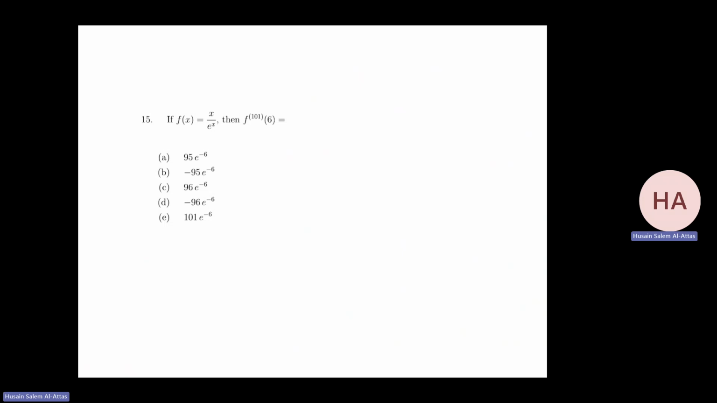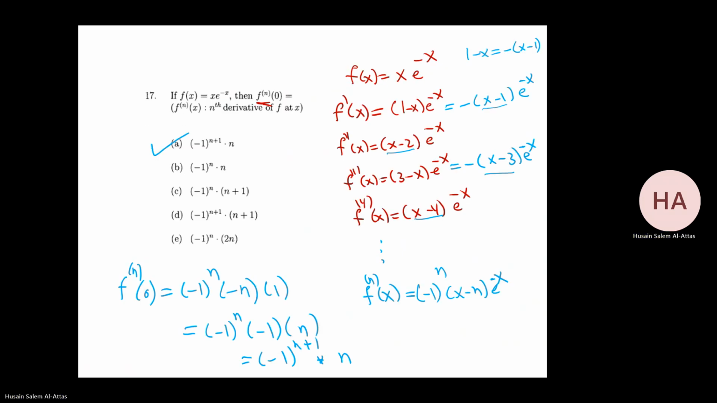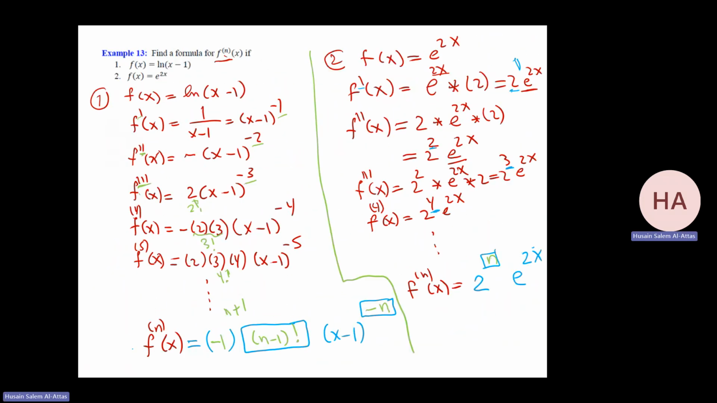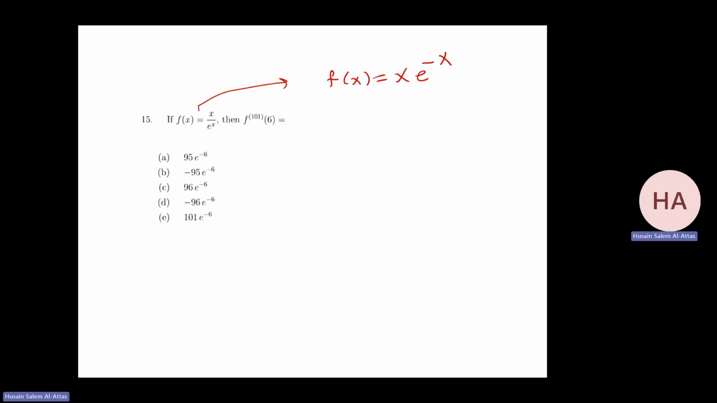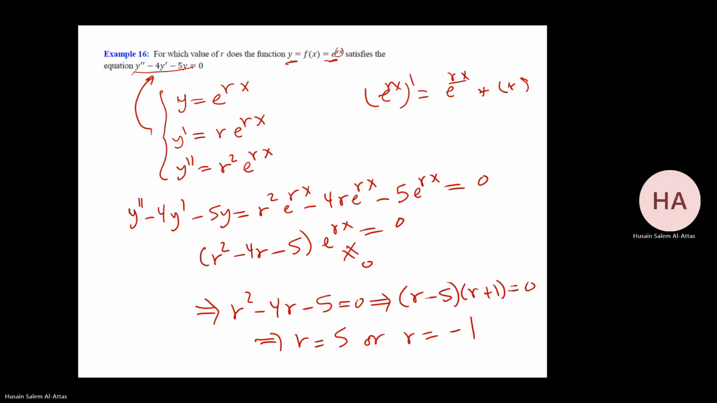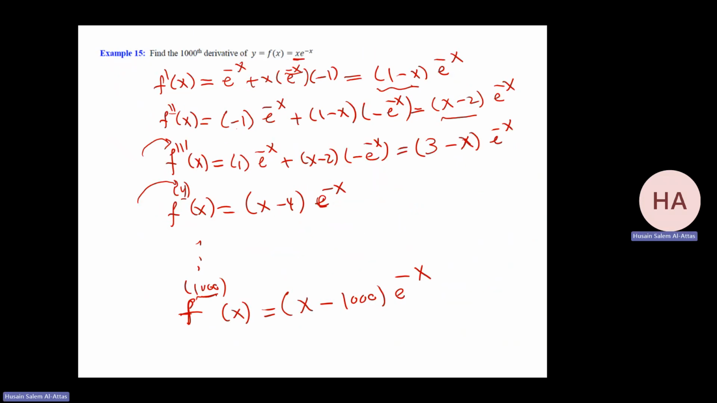x e to the power over e to the power x. Yeah, you can think of it. x is minus x. That's it. Like what we did before. Actually, like what we did also in this case. It will be easy to figure out. So what they want is the 101st derivative. So the odd ones. Look at this one. The odd ones give me the number minus x, because 101st is an odd one.